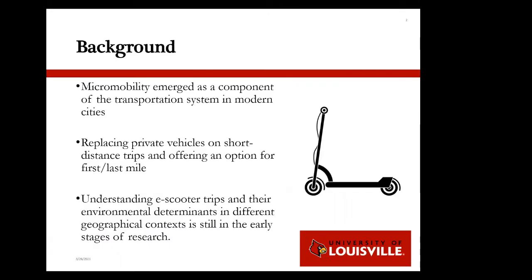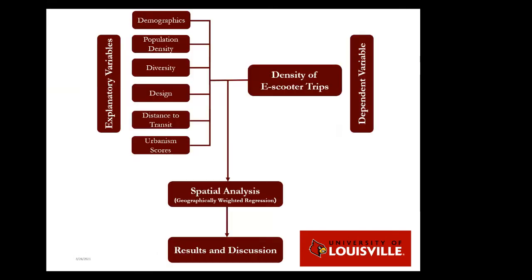Micromobility emerged as a component of the transportation system in modern cities in recent years. Since this mode is relatively new, there is a lot to know about the association of e-scooters with demographic and environmental factors. This figure shows the framework considered in our study. We focused on factors affecting the density of e-scooter trips in 6 main groups, including demographics, population density, diversity, design, distance to transit, and urbanism scores.